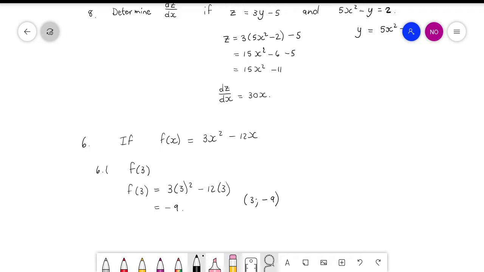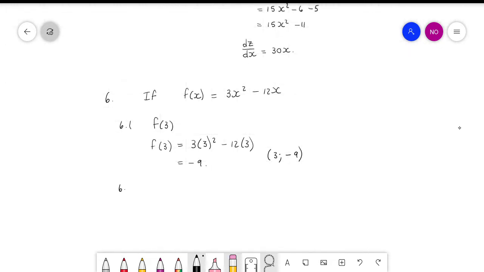And then you solved and you got to negative 9, meaning that that point, 3 and negative 9, is on that parabola. Okay.